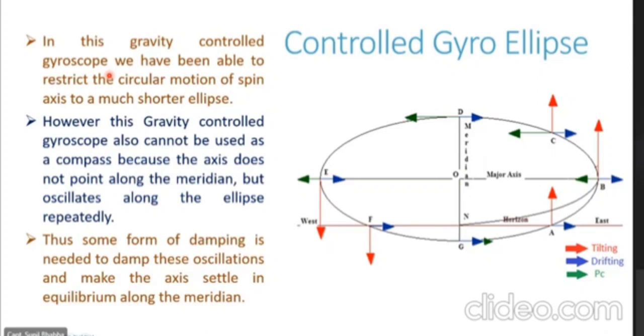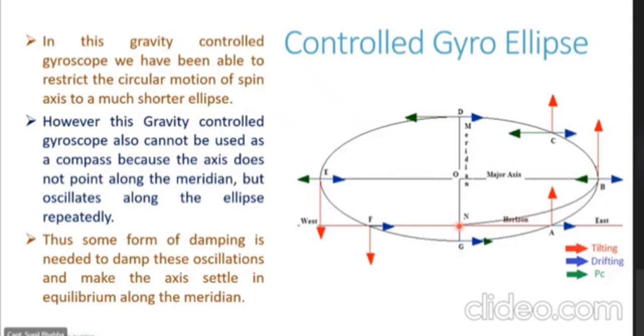However, this gravity controlled gyroscope still cannot be used as a compass, because the axis still does not point along the meridian, but keeps on oscillating along the elliptical path repeatedly. It is not settled in the meridian. It is going eastward of the meridian, even though it is coming back, then going westward of the meridian, but still not steady and pointing towards the meridian. So it is still not suitable for our use as a direction finding instrument or a gyro compass.